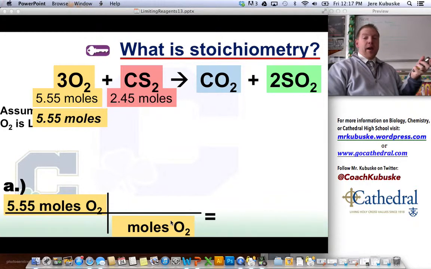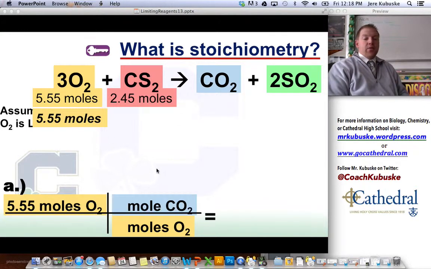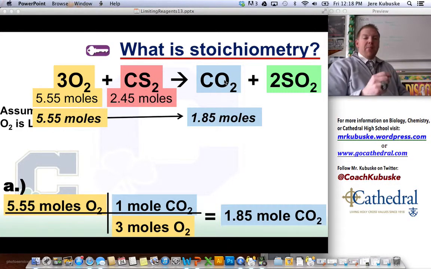And I'm going to find one of the products. Usually, you're just going to do the first one in the chemical reaction. So I'm going to find how much CO2 I can produce from 5.55 moles of O2. So I'm going to put moles of CO2 on the top. Now I'm missing some numbers in the front. What numbers do I use? That's right, coefficients. So I put 3 on the bottom and 1 on the top because those are the coefficients. So 5.55 moles of O2 can make 1.85 moles of CO2. Okay, so I'm done with that part.